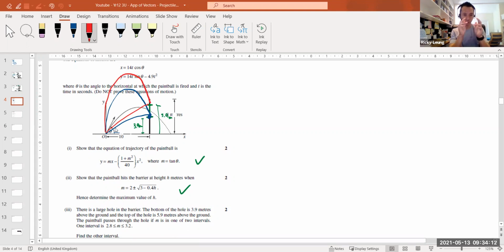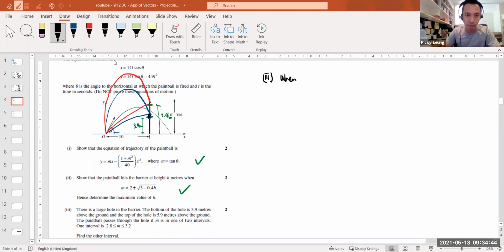If I solve the blue, it should give me one interval for the angles. Because remember, m is just tan theta. So it's basically saying there's a range of angles that I can hit the blue. That's one of the intervals. There's a range of angles that I'm going to hit the red, the top of the barrier. If I strive within that boundary, I will go through the wall. So in this question, for part 3, what they're really saying is when.